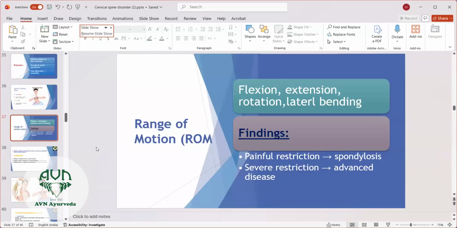Painful and restricted movements we can observe in spondylosis, and severe restriction we can observe in advanced diseases. While observing the cervical movements, we have to keep all these things in mind.